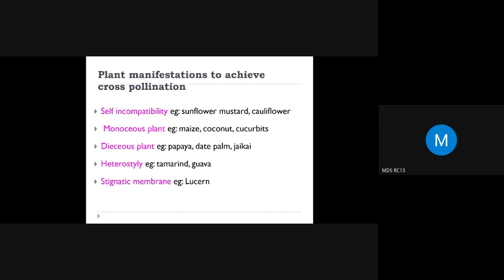So that will be the condition, or else the male and female parts of the flower mature at different times. For example, in avocado, butterfruit, it happens that the male matures after the female; it takes 1.5 days for the male part to mature. So cross pollination is inevitable.